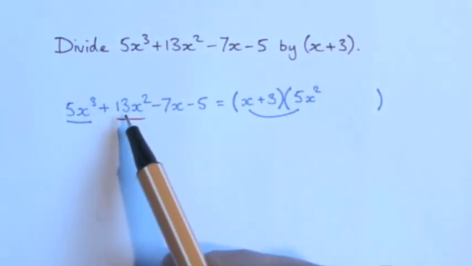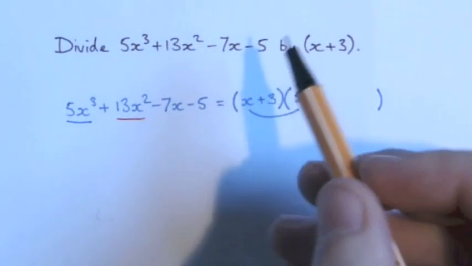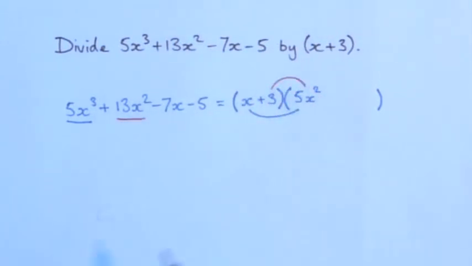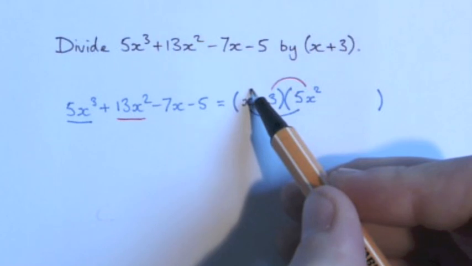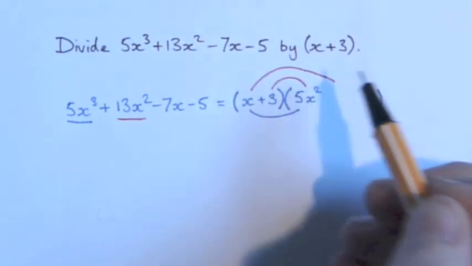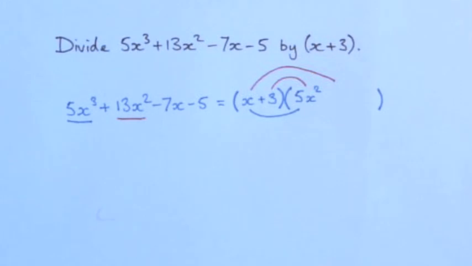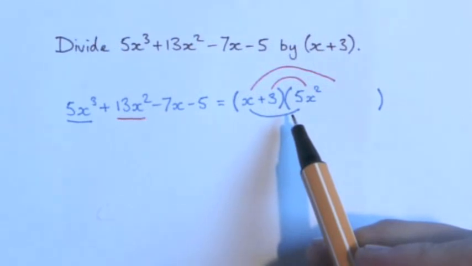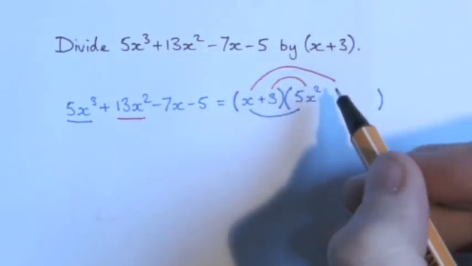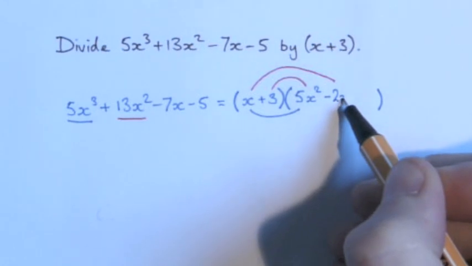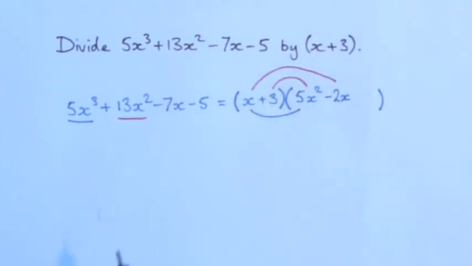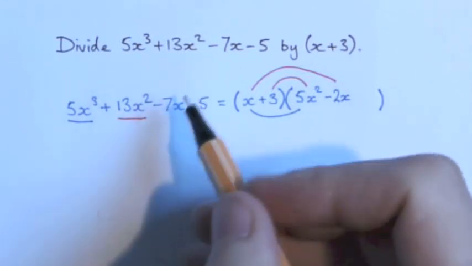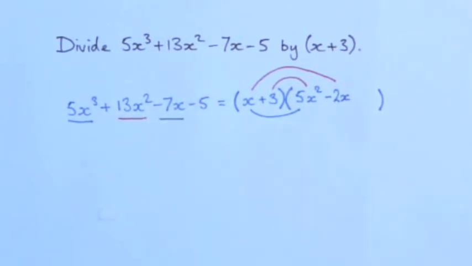What will contribute to the 13x squared? I'm going to get 3 times 5x squared and x times whatever x term I have in my second bracket. So 3 times 5x squared will give me 15x squared, so I need to take away 2x squared coming from the x times the 2x to give me 13x squared. So this one's okay.